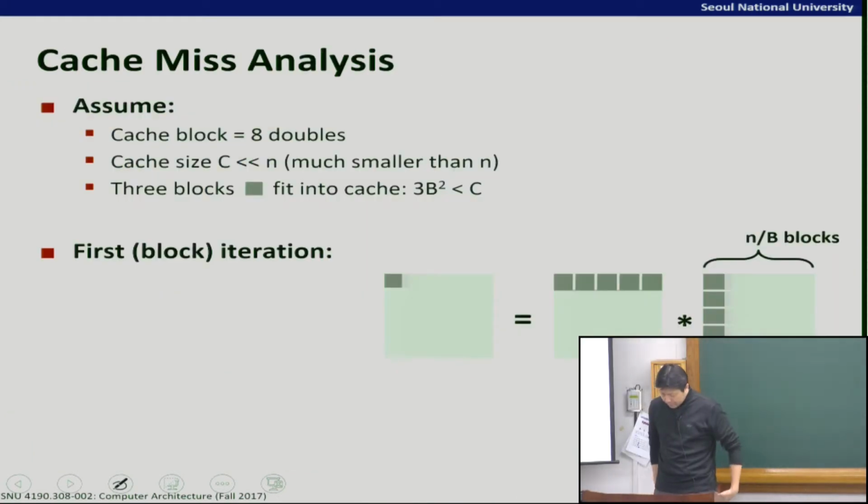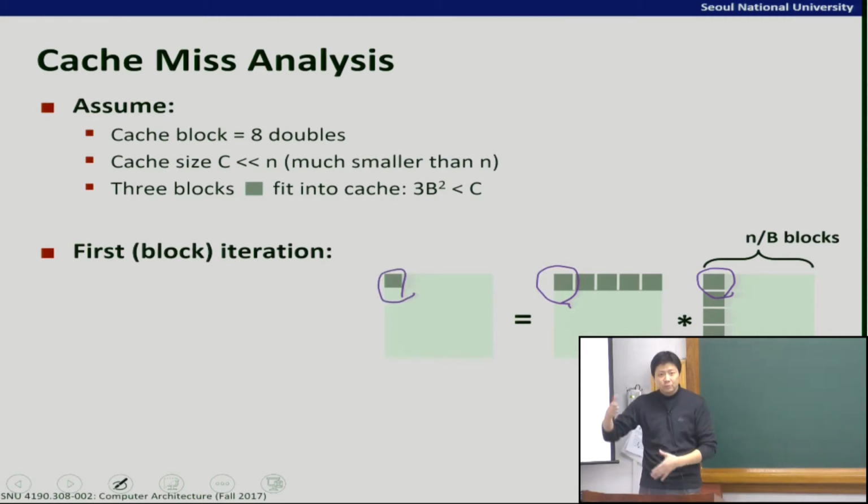Okay, so if you do it this way, what will the cache miss rate look like? Again, we make the same assumptions. A single cache block can take 8 doubles, and cache size C is much smaller than the array size. And we also assume that block size B is chosen such that 3 blocks fit in the cache, because we first calculate the sum of products for these 2 blocks to calculate the partial sum for this output block.